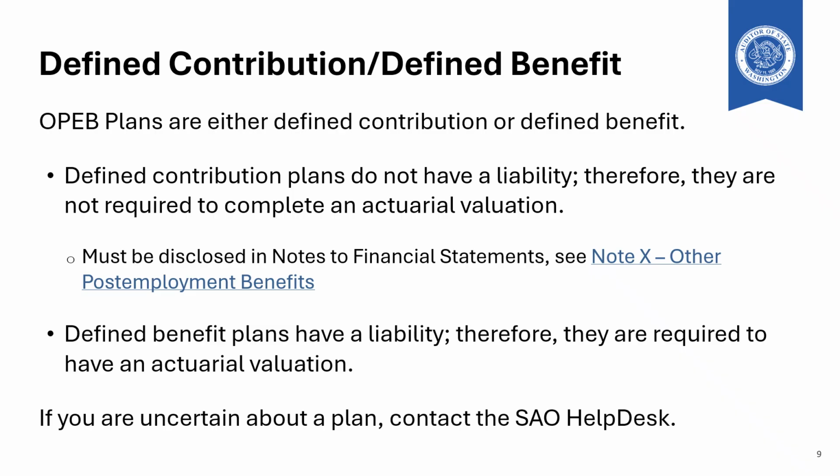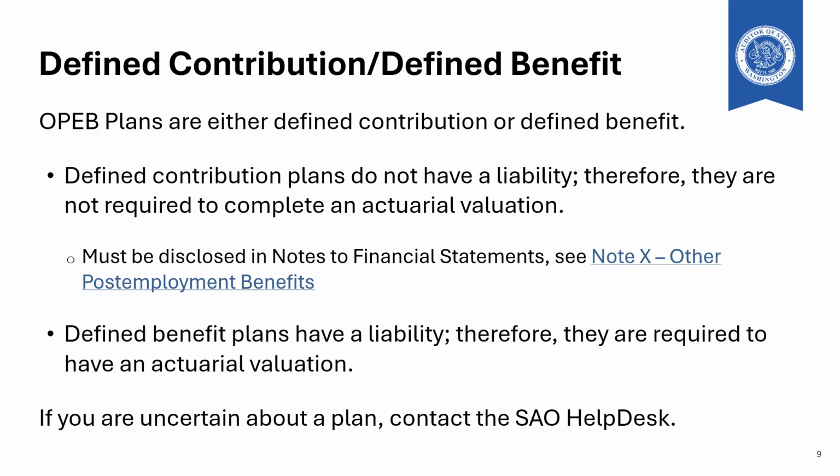If you have a defined contribution plan, you don't have a liability because as soon as the employee retires, you don't owe them anything else. You would not report any liabilities on your schedule of liabilities, also called the Schedule 09. However, you are required to disclose the plan in the notes to financials. The BARS manual has more information on the required disclosures.